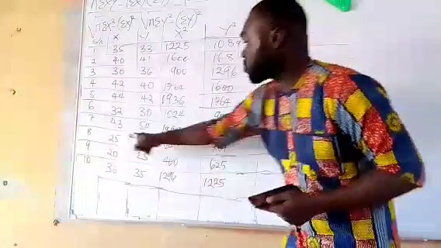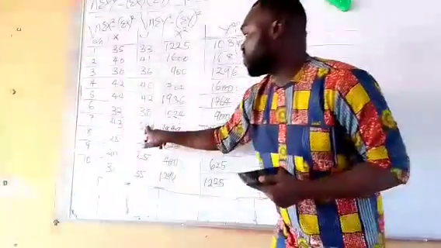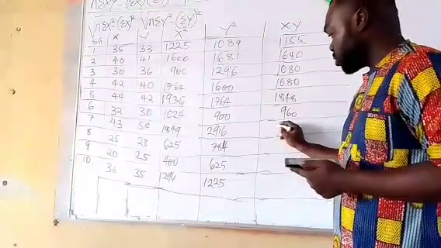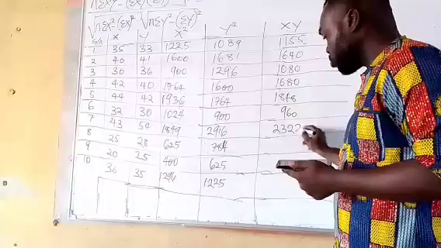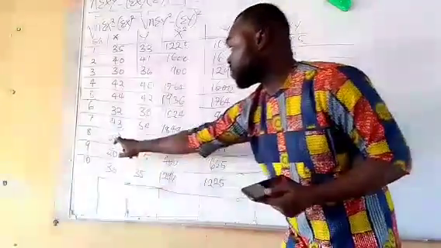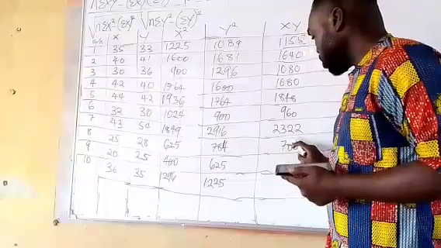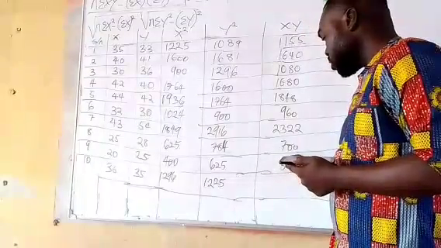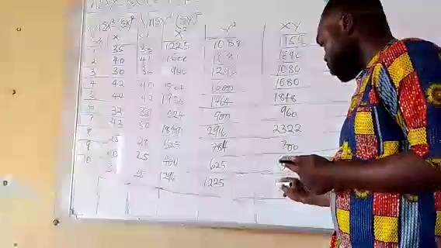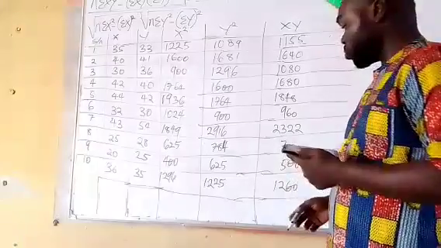Okay, so we are through with that. The next one is 4354 is what? 2322. We have the next one, 2528 is 700. 500. And the next one is 500, right? Yes. The next one is what? 1260. 1260.